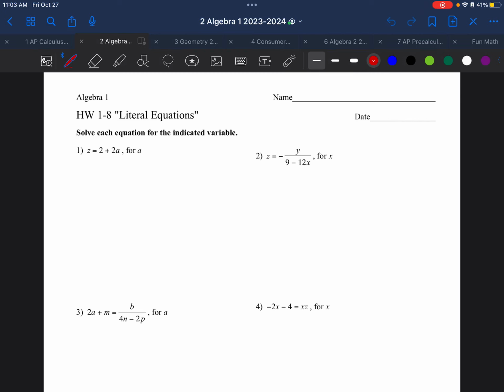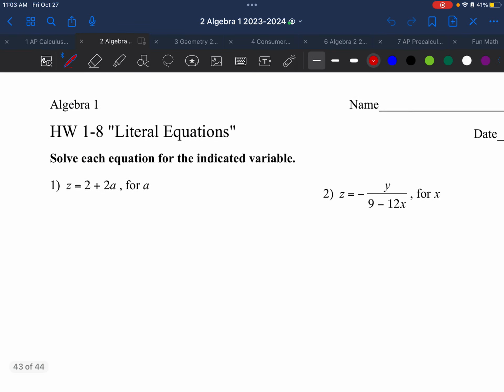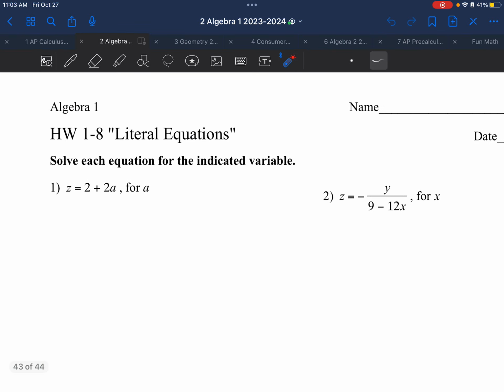This is Algebra 1, Homework 1-8, Literal Equations. Here we go. We're solving number 1 for a, which means we need to get a on its own side, everything else on the other side. So this 2 needs to be moved over. We're just going to subtract 2, meaning we have 2a equal to z minus 2.